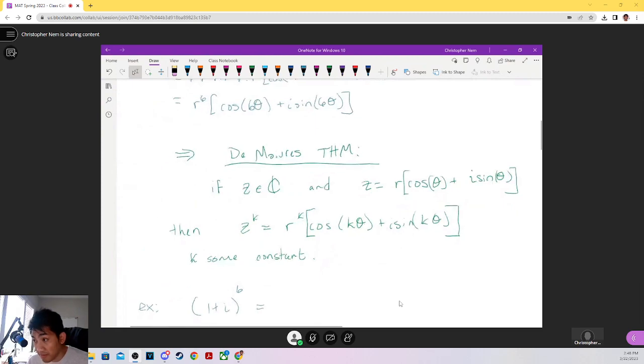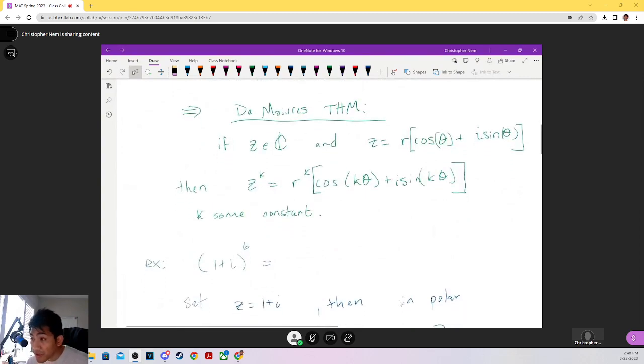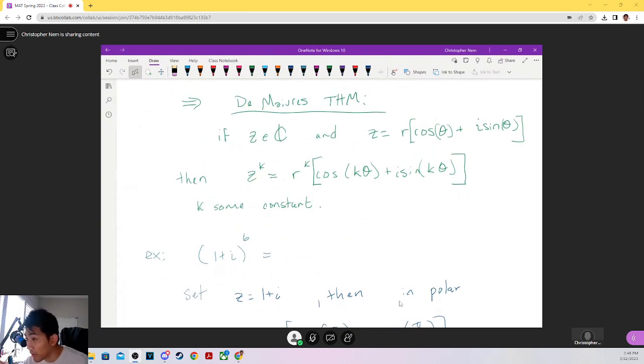So let's do the example. 1 plus i raised to the 6th power. How would you calculate that? Well, to calculate that value, we're going to treat z, that complex number, as 1 plus i. That's the complex number I'm working with. I want to raise that complex number to the 6th power. So first, express it in polar form. If you draw your triangle in your first quadrant, you have the opposite one, the adjacent one. That means the modulus has to be square root 2 in that case.